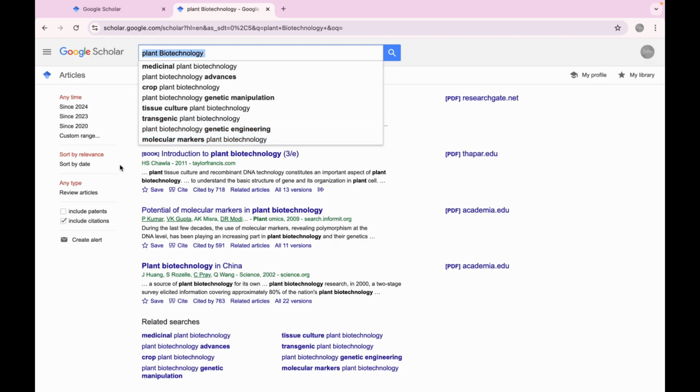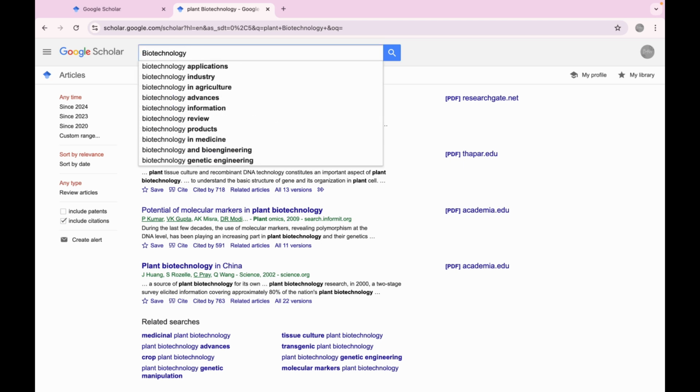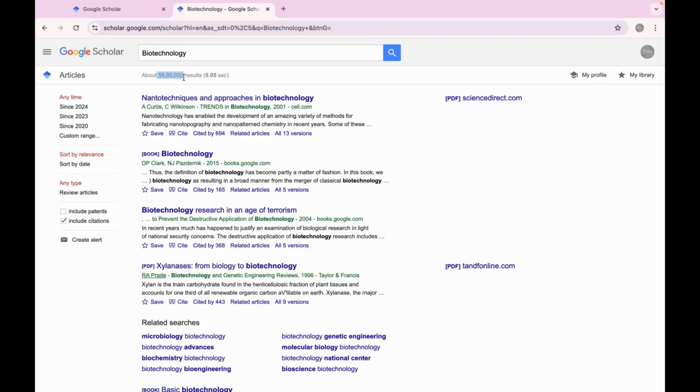Now, suppose our favorite subject is plant biotechnology, or only biotechnology, which is a wider topic. I should presume the results are more because it is a wider area. So this is a bigger spectrum. Now we will go deeper and deeper, so that we understand how to dive deep into any particular thing and study about it.